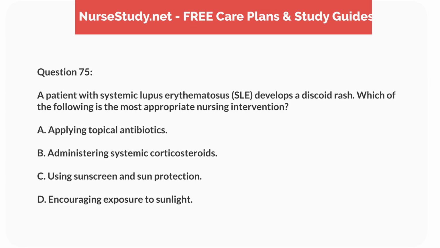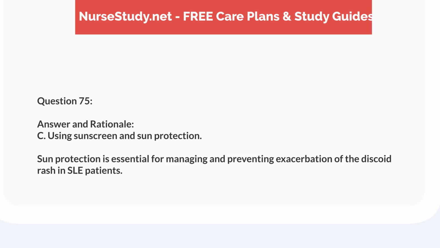Question 75. A patient with systemic lupus erythematosus, SLE, develops a discoid rash. Which of the following is the most appropriate nursing intervention? A. Applying topical antibiotics. B. Administering systemic corticosteroids. C. Using sunscreen and sun protection. D. Encouraging exposure to sunlight. Answer and rationale. C. Using sunscreen and sun protection. Sun protection is essential for managing and preventing exacerbation of the discoid rash in SLE patients.